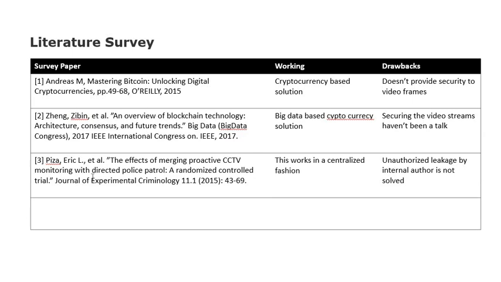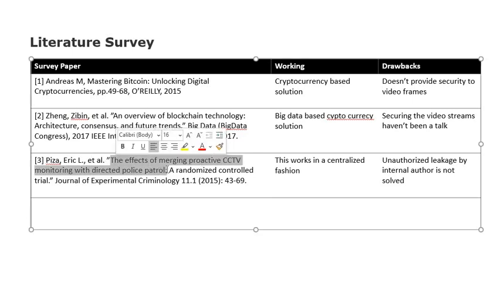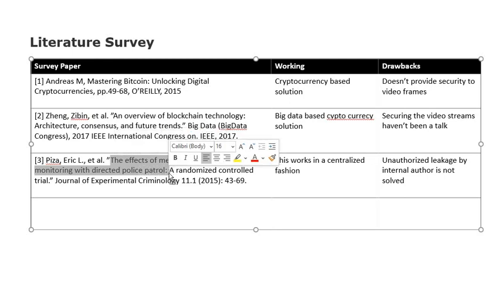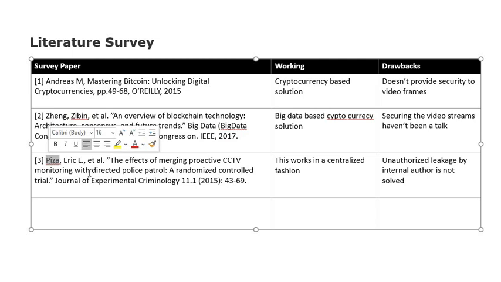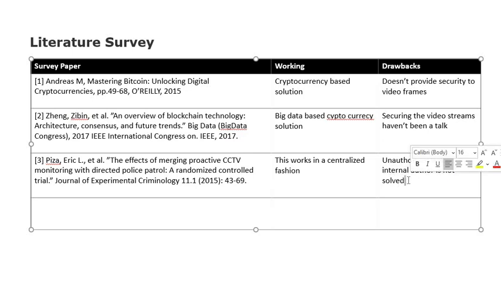The third paper that we are talking about is The Effects of Merging Proactive CCTV Monitoring with Directed Police Patrol. Okay, this was proposed by Paiza Eric in 2015. But the drawback of this particular approach is that internally the video can be leaked.